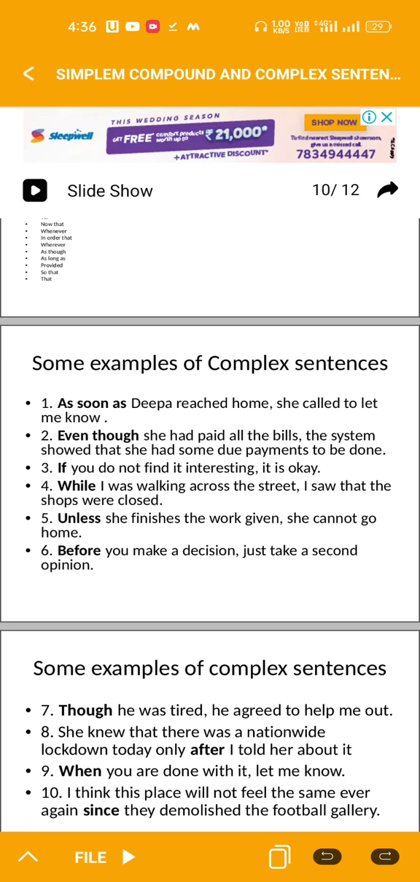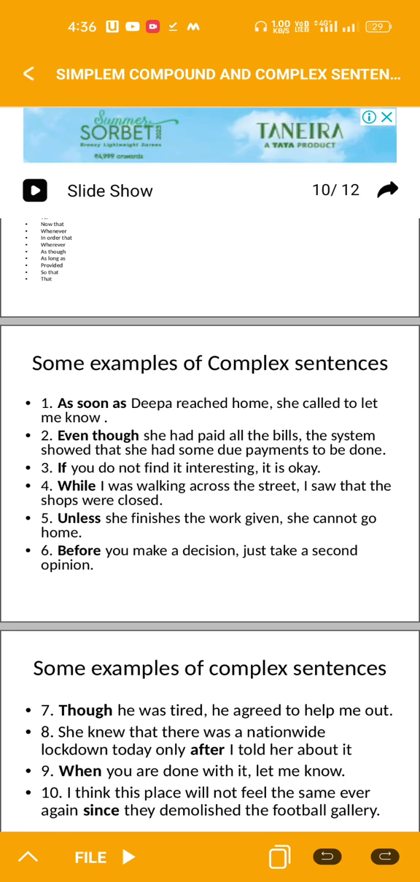If you do not find it interesting, it is okay. So while I was walking across the street, I saw that the shops were closed. Unless she finishes the work given, she cannot go home. So she cannot go home is an independent clause. It makes sense if we just say she cannot go home. So before you make a decision, just take a second opinion. So before you take a decision is actually a subordinate clause. It is a dependent clause. Just take a second opinion is an independent clause.